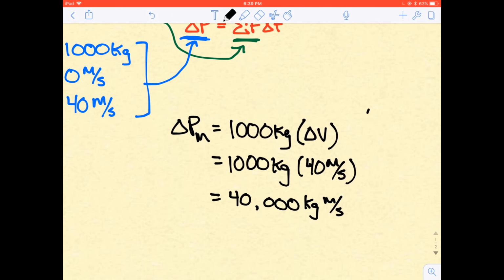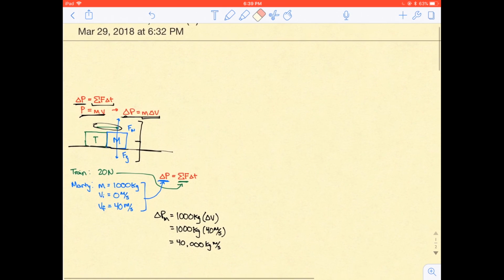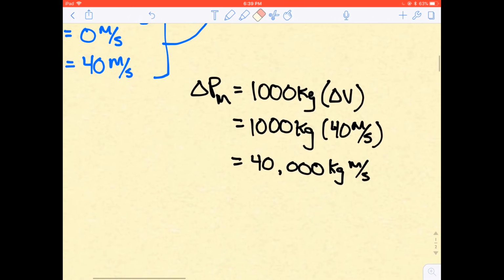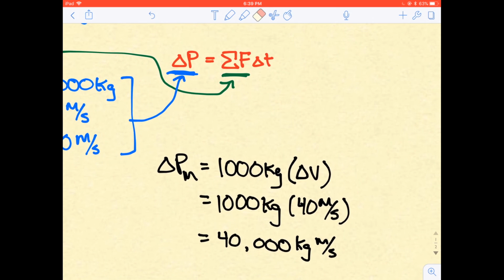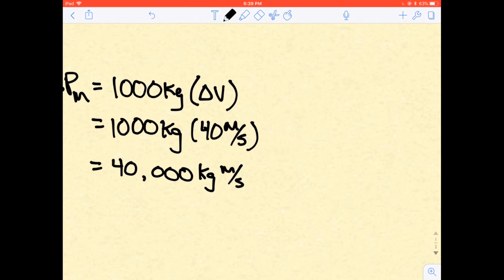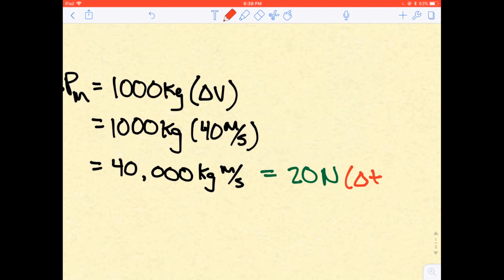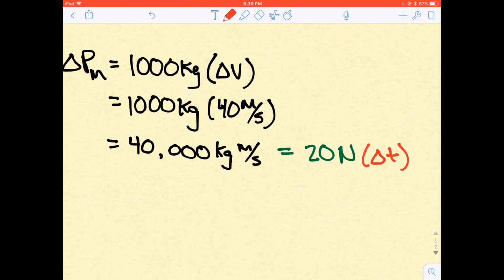Alright, so again, like we discussed up here, since the delta p's are singled out, it means whatever they're equal to can also be set equal to each other. So now that we have a delta p, we know that this value is equal to the sum of forces, which is 20 newtons, multiplied by the change in time. So at this point, it's just doing basic math. You just divide both sides by 20 to isolate the delta t. So just to save you guys some time, it is 2,000 seconds.